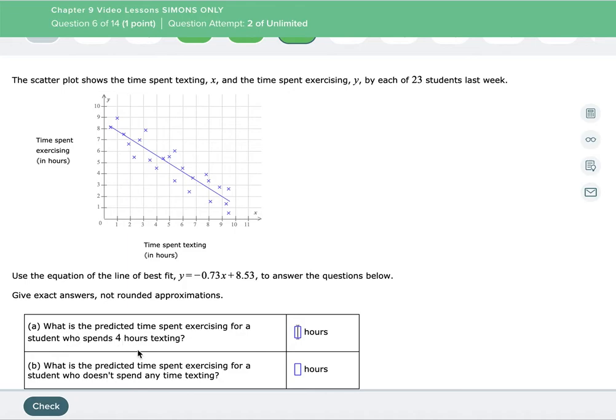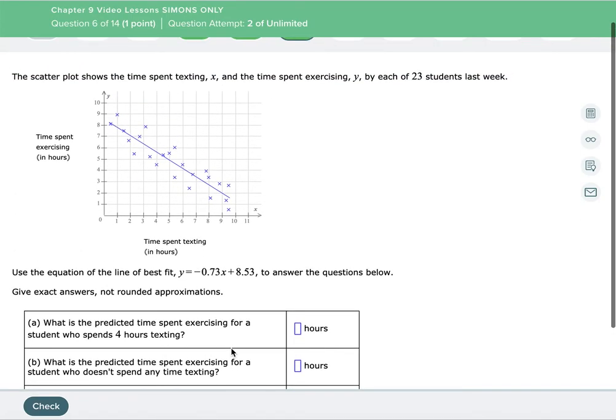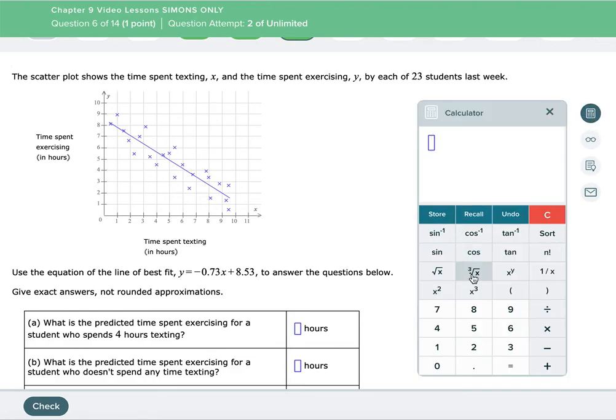So for this first question, what is the predicted time spent exercising for a student who spends 4 hours texting? Ooh, they're switching it up on us. So instead of finding what I thought we were going to do, we're going to actually go right away to substituting this 4 in the equation to see what we got. All right, so let's take 4 and let's put it in the equation. So get out your calculator and we'll put in negative.